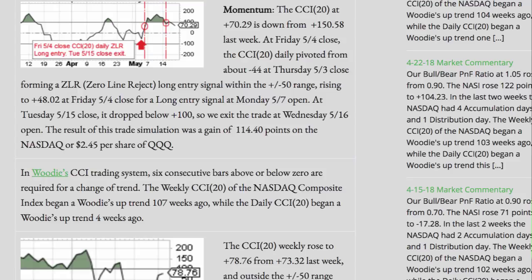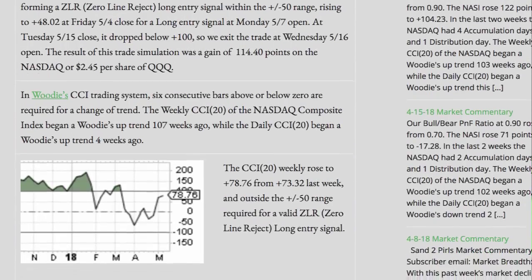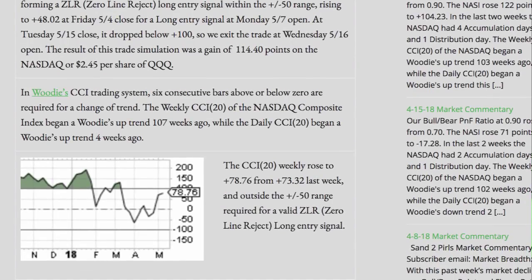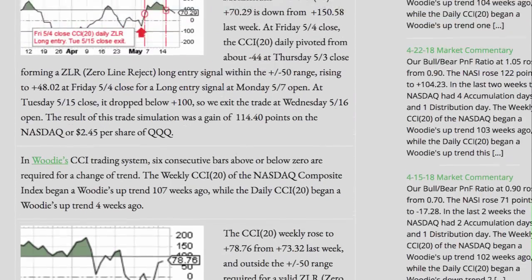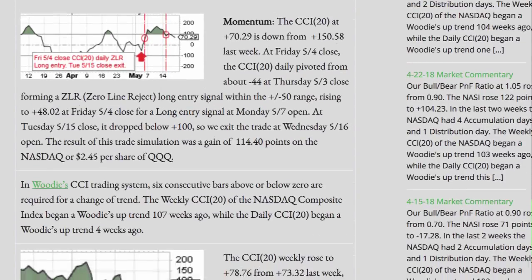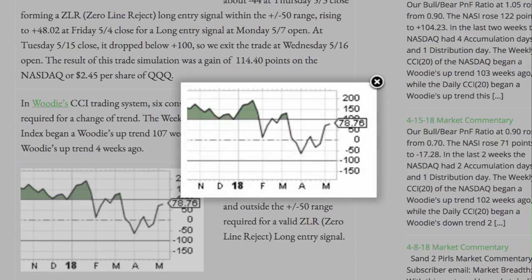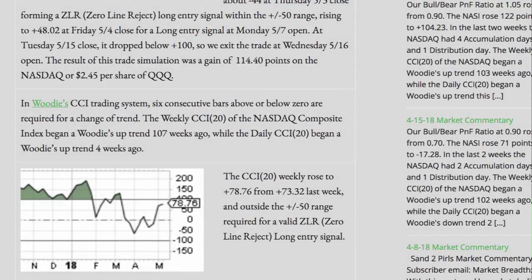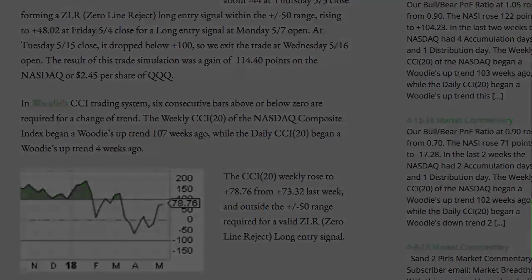In Woody's CCI trading system, 6 consecutive bars above or below 0 are required for a change of trend. The weekly CCI 20 of the Nasdaq Composite Index began a Woody's uptrend 107 weeks ago, while the daily CCI 20 began a Woody's uptrend 4 weeks ago. The CCI 20 weekly rose to a positive 78.76 from a positive 73.32 last week, and outside the plus or minus 50 range required for a valid zero-line reject long entry signal.